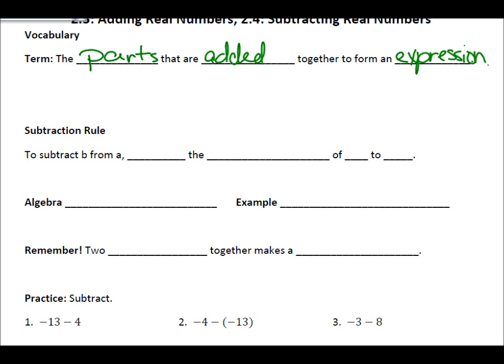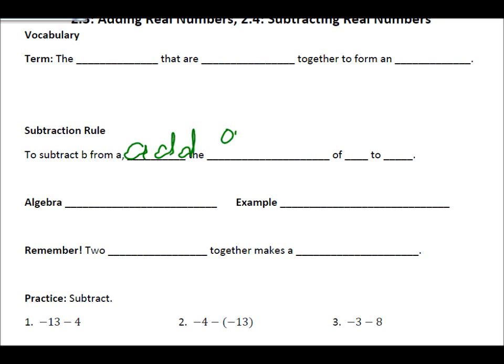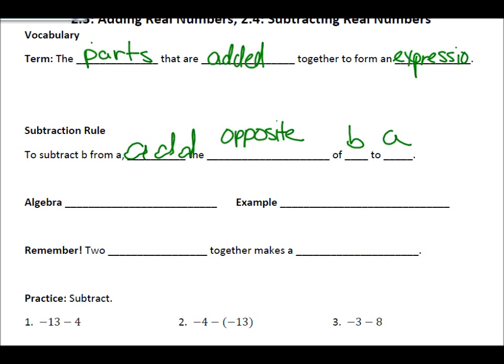So let's go through our subtraction rule. To subtract B from A, we're going to add the opposite of B to A. So we're going to add the opposite here.